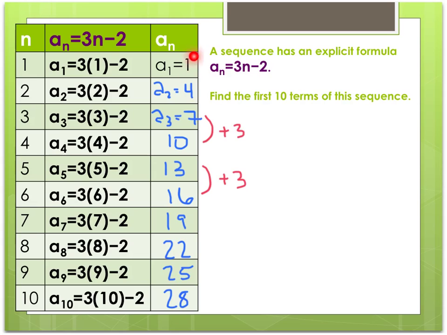Now, because the first term in our sequence is 1, if I want to get back to 1, 3 times 1 gives me 3, but in order to have 1, I have to subtract 2. That's why this explicit formula represents this entire sequence.